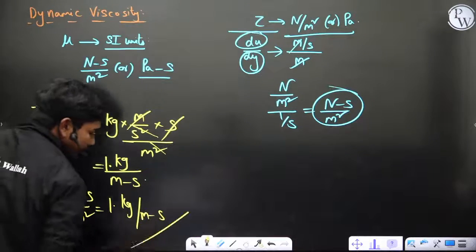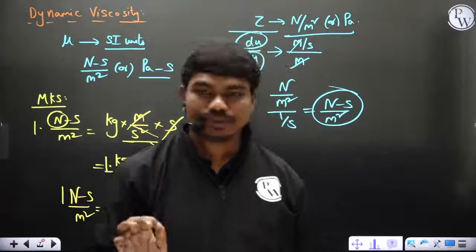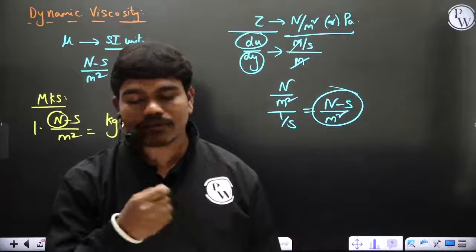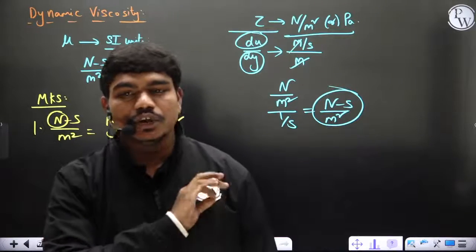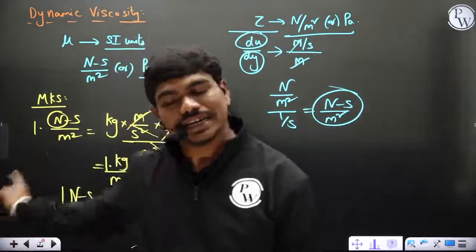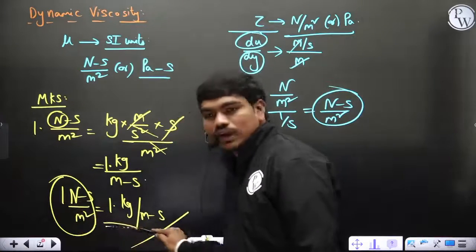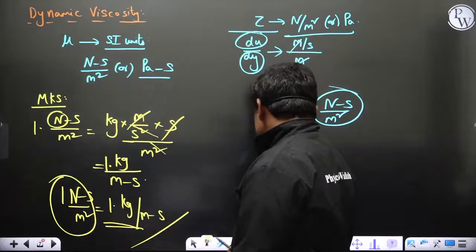That's why in many problems, to confuse you, they will give you the viscosity value in kg per meter second, expecting you to use some conversion factor. But if the dynamic viscosity is given in kg per meter second, you need not use any conversion factor, you can directly use the value, because 1 Newton second per meter square is the same as 1 kg per meter second. Now coming to CGS.